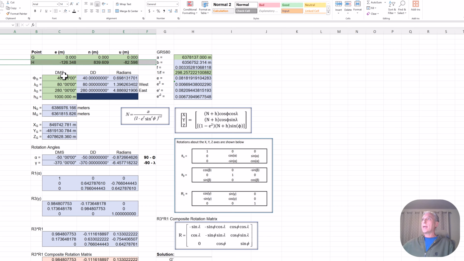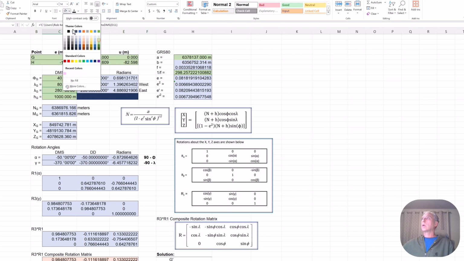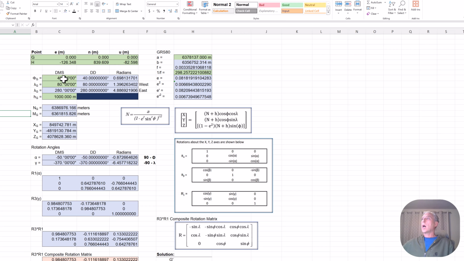And then my phi, actually this should be blue. There we go. So I was given my phi, lambda, and h of G, if you remember. So I just threw those into my green boxes and then calculated out my radians and then calculated the east longitude, which is what we want to work with in these computations, right?